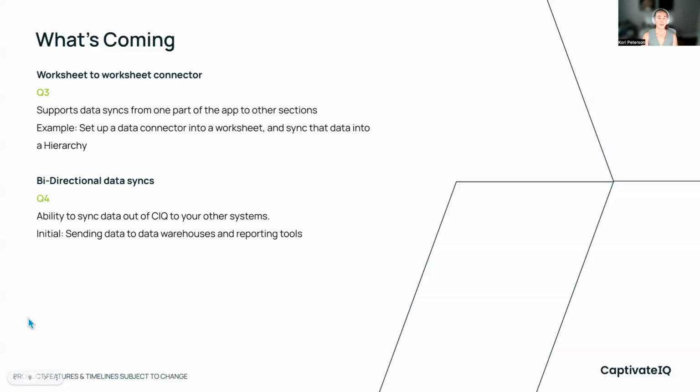The next two will follow shortly thereafter. We've also got in Q3 a worksheet to worksheet connector, which I know I'm personally very excited for. What this will do is allow you to have data syncs from one part of the app to other sections within Captivate IQ.